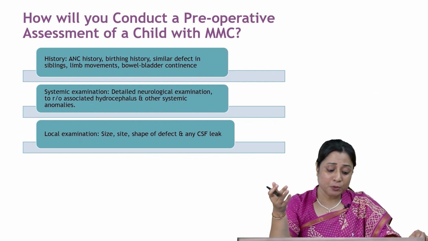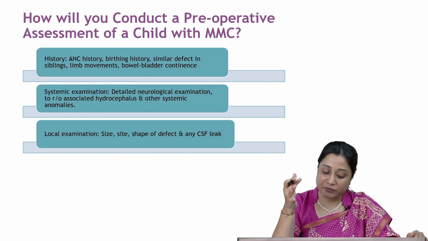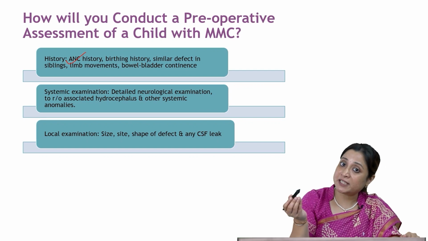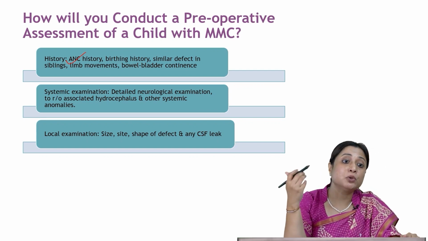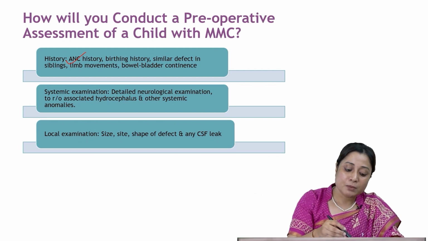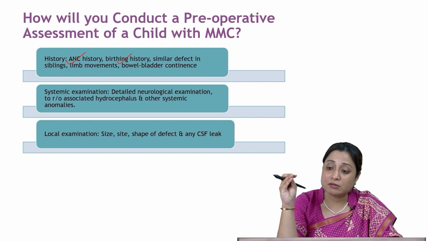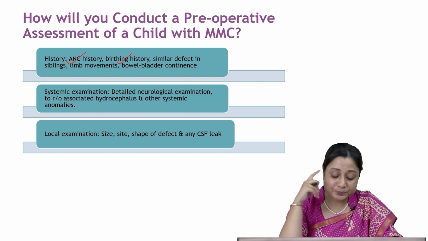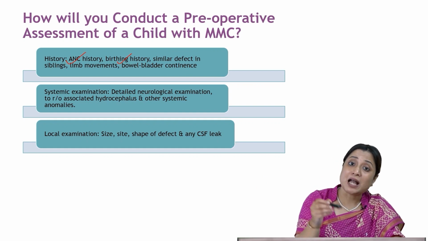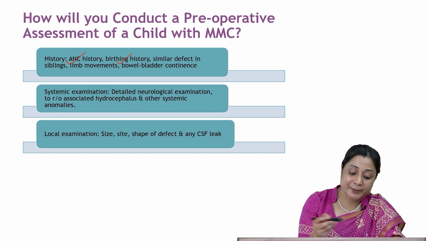The child has come to you. What are the points which you will consider when you are doing a preoperative assessment of this child? So history, definitely. Antenatal history is of significance. What medicines the mother took, any exposure to all other factors which I had mentioned. Birthing history: at the time of birth, was there any swelling which was noticed by the doctors or the medical staff? Whether there is presence of any similar defect in other siblings? How are the limb movements of the child? How are the bowel and bladder continence of the child?